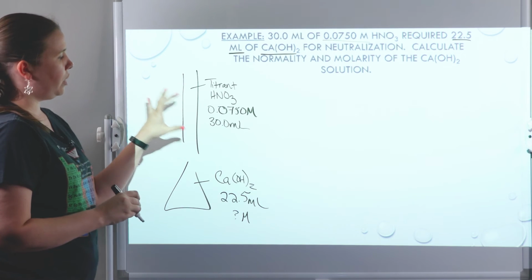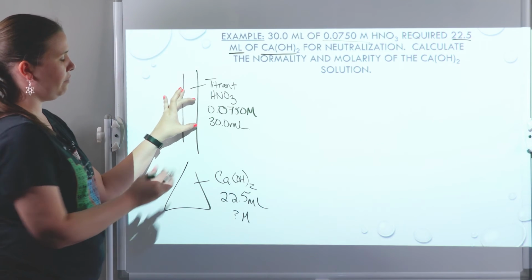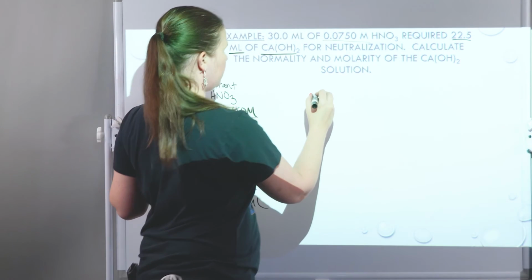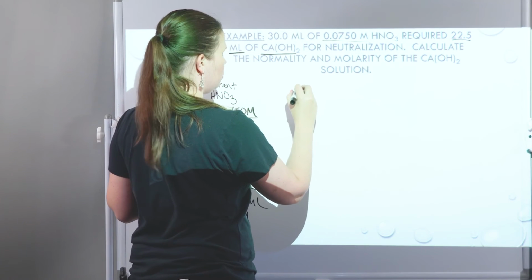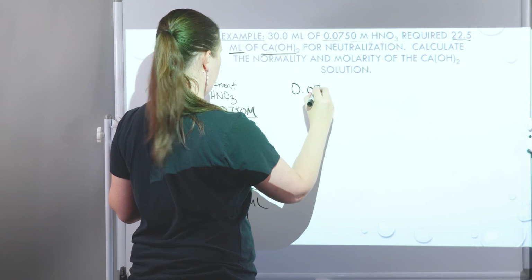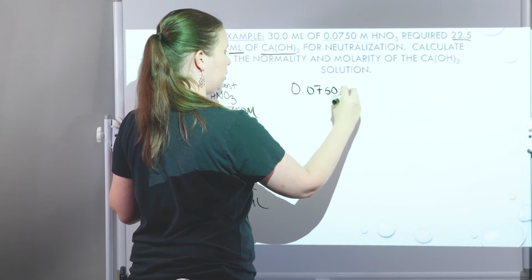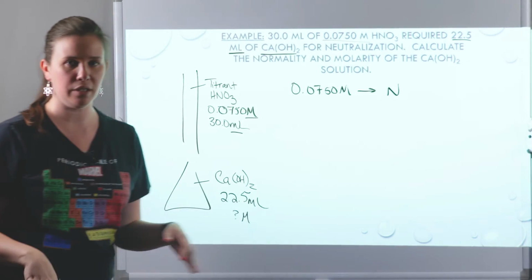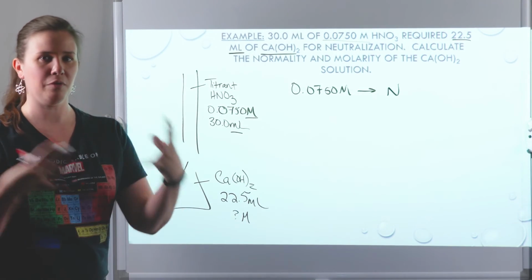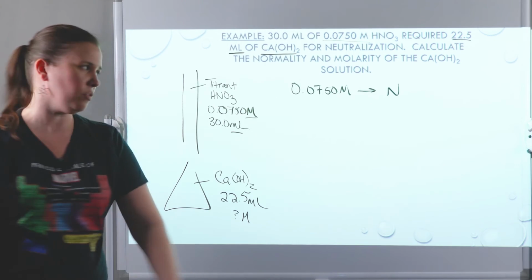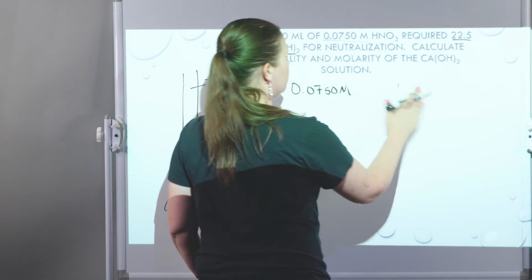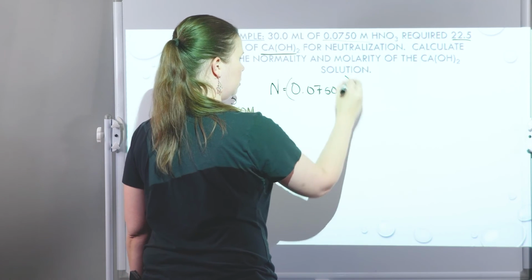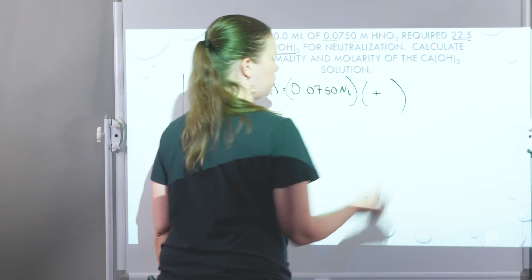So starting with what I know, I have molarity and milliliters. To use the shortcut, it can't be in molarity. So I have to convert 0.0750 molarity into normality. Then I can plug it into normality of acid times volume of acid equals normality of base times volume of base. In order to do that, normality is equal to the molarity times the positive charges.